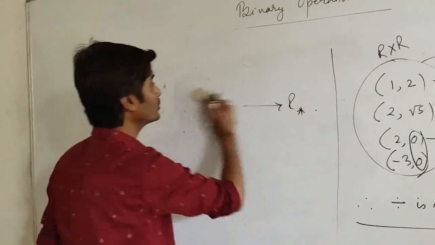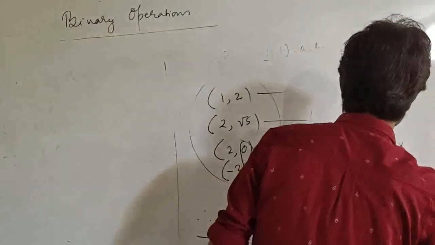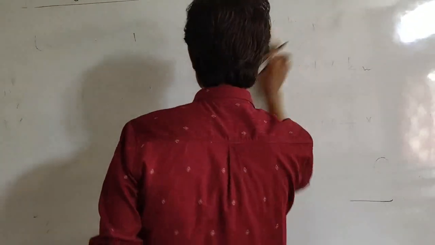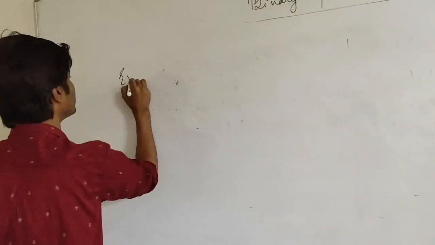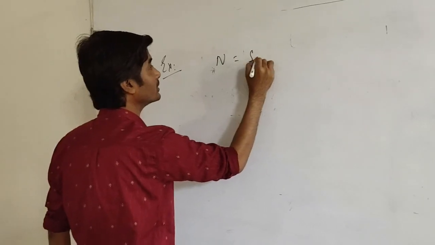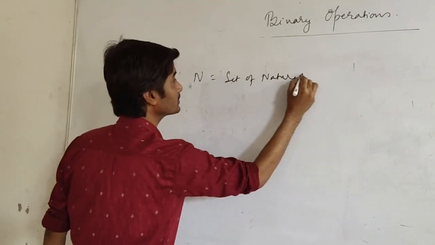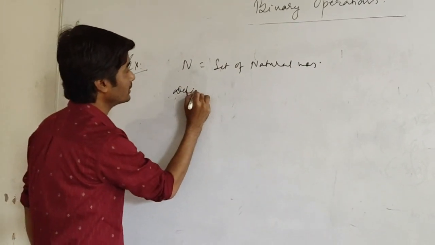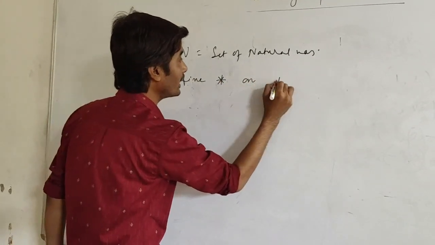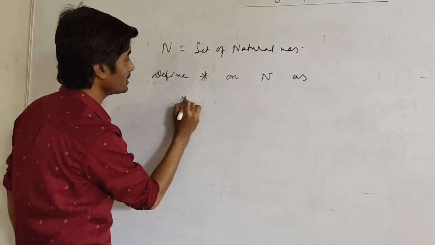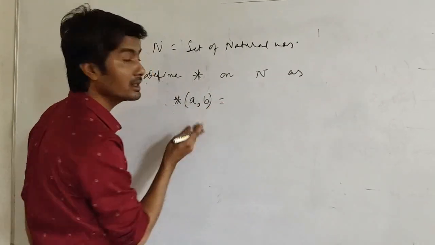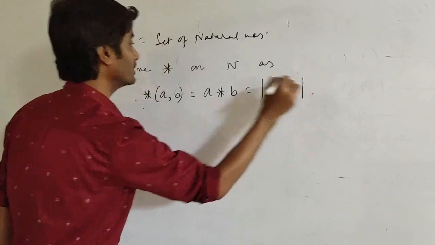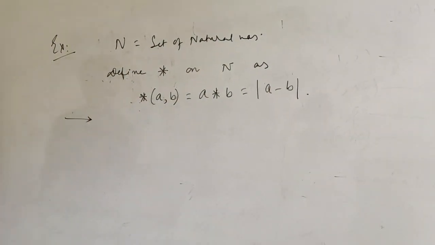Now I will take one more example to understand this binary operation. Suppose I want to take the set of natural numbers N along with an operation star. For example, N here is the set of natural numbers. We define star on N as a star b is equal to modulus of a minus b. Now my aim is to check whether this is a binary operation on N or not.